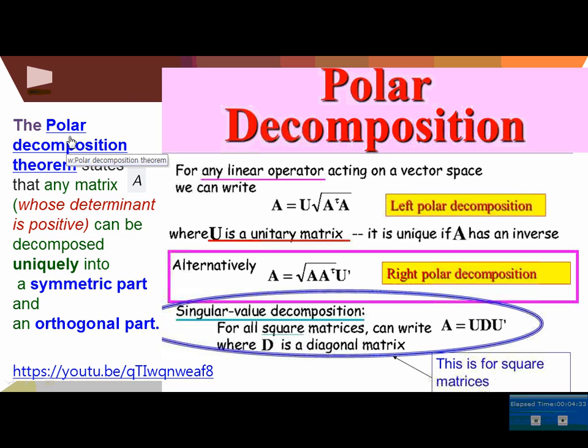This polar decomposition states that any matrix A whose determinant is positive can be decomposed uniquely into a symmetric part and an orthogonal part, like this. So any linear operator, matrix A, can be written as a unitary matrix, or orthogonal matrix, times a positive semi-definite matrix. Or A can be written as a positive semi-definite matrix times a unitary matrix, or also a real orthogonal matrix. So this is called the left polar decomposition, and this is called the right polar decomposition.